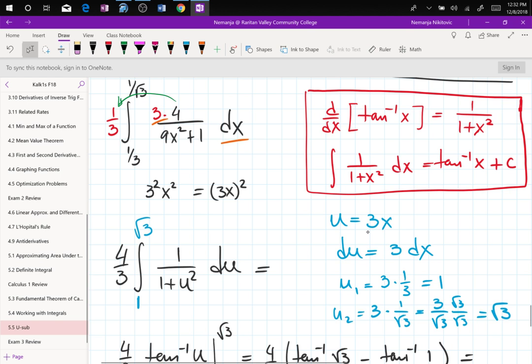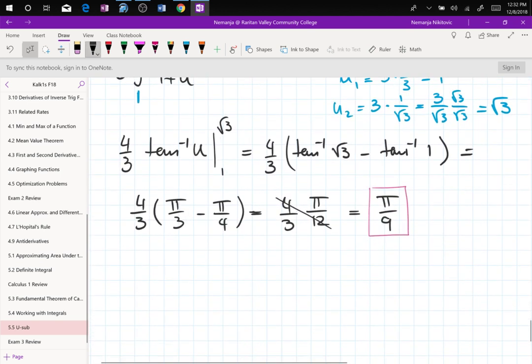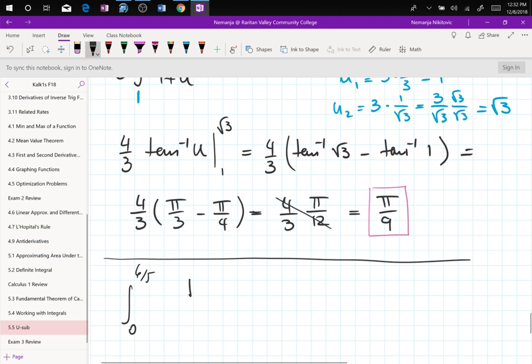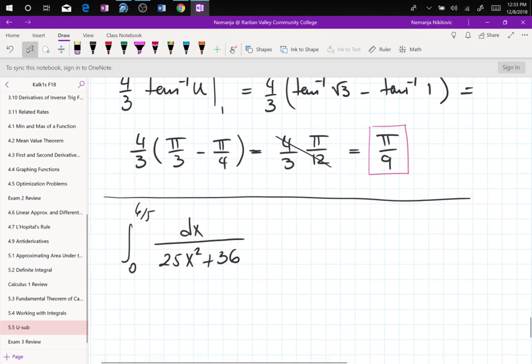It's much worse because you have 25. Stuff like this pops up in Calc 2, not here, but still. 0 to 6/5 dx over 25x squared plus 36. That's 6/5. 6/5, yes. This can be solved by trigonometric substitution as well.